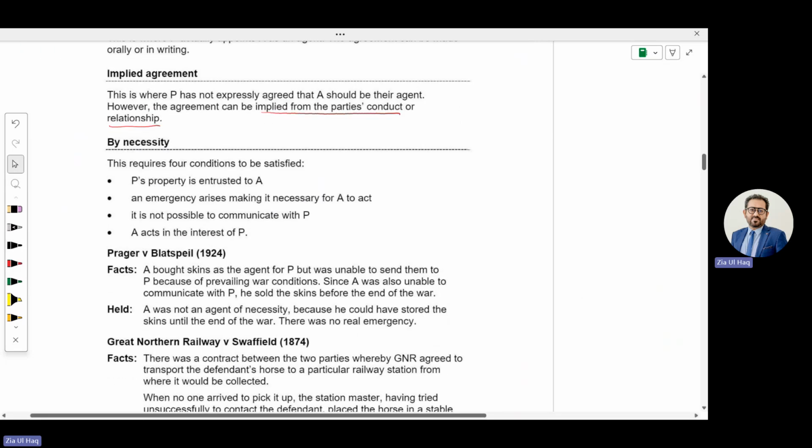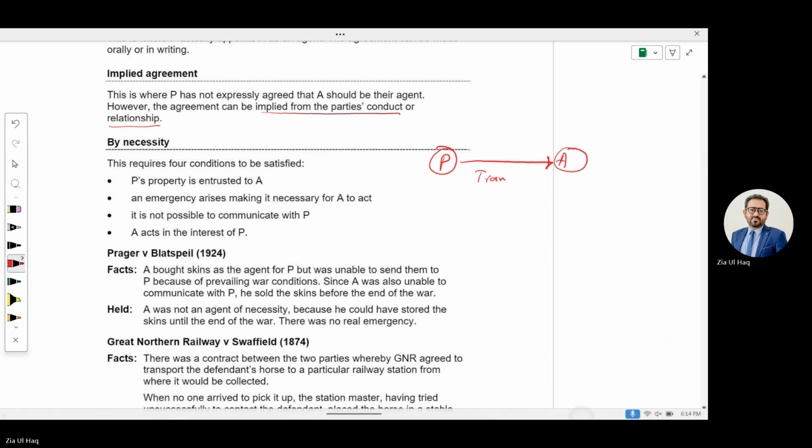By necessity, what does that mean? There is a party called P, principal, and another party called agent. P asked A, please transfer some of my goods to some place. So P asked A to deliver, to transfer some of the goods of P to some place. That place is too far. It takes a few hours to deliver over there.